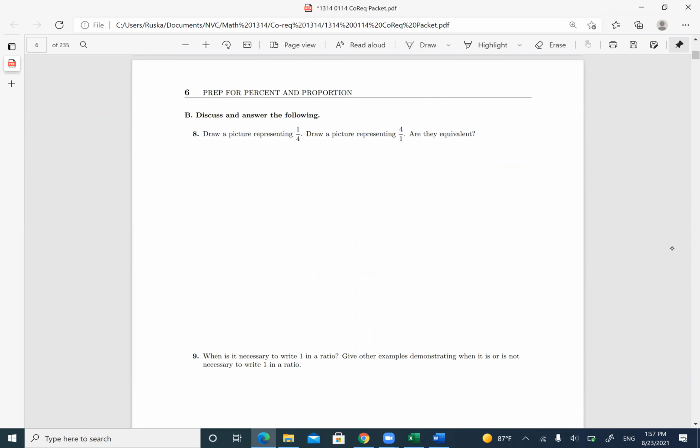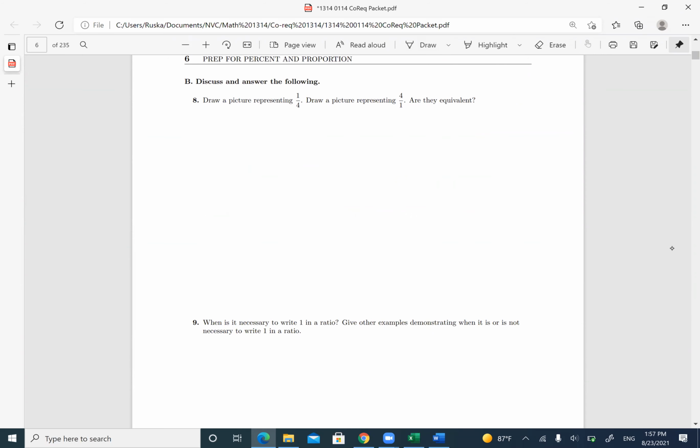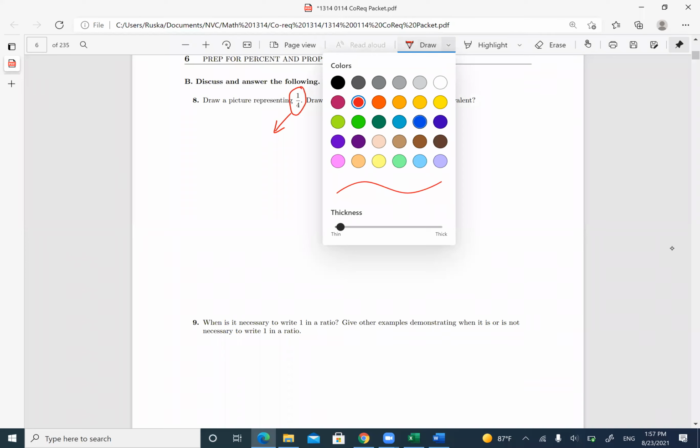Okay, so now here we have to do it backwards. They're going to give me a fraction, and we want to draw a picture which represents it. We need to draw 1 over 4 and also 4 over 1, and you have to discuss, are they equivalent? Obviously they're not equivalent, but let's see how they look. I'm going to do this one here, and we're going to do this one with another color.